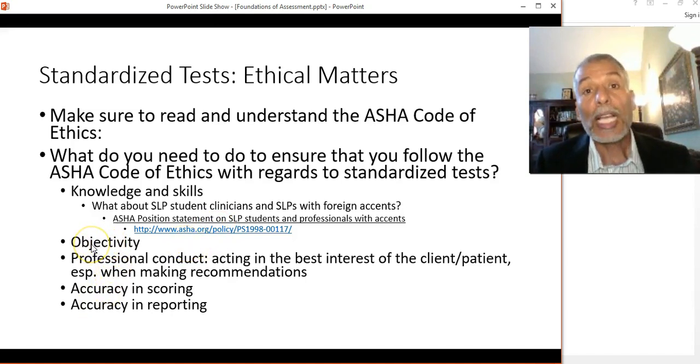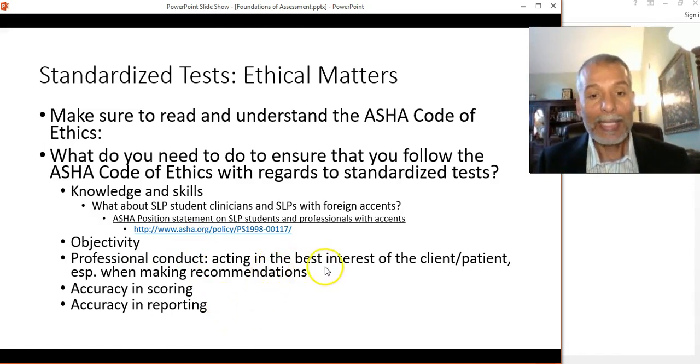We need to be objective in interpreting the scores and in reporting the scores. We should avoid our personal biases all the time. Your job is to honestly report the scores and interpret them based on the test measures and based on what the test manual says, and make decisions that are appropriately based on the actual test results that you get.